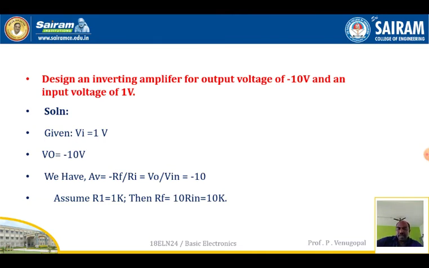From this we can find RF by assuming R1. See, what is your gain now? Gain is equal to minus RF by R1. We calculated the gain as minus 10. So minus 10 is equal to minus RF divided by R1. Assume R1 is equal to 1 kilo ohm. Then what is your RF? RF is equal to 10 kilo ohms, because RF is equal to 10 times R1, which is 10 kilo ohms. So this is how we are designing.